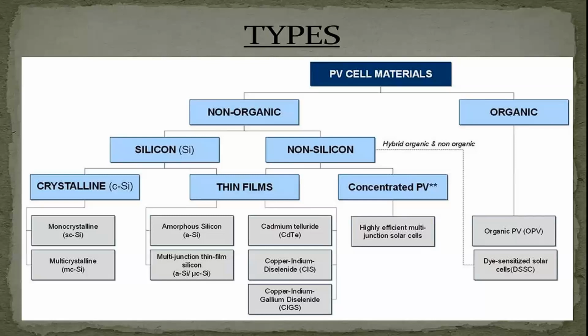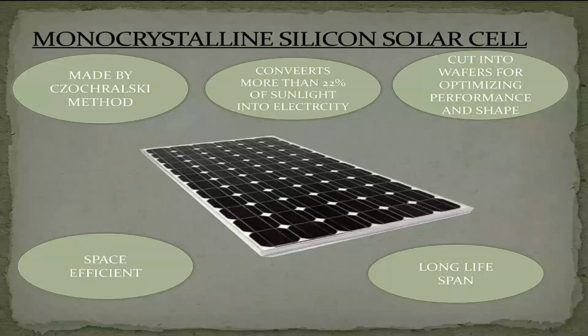And organic are of separate types, that is organic photovoltaic cell, known as OPV, and dye-sensitized solar cell, that is DSSC. Let's jump deep into these topics.